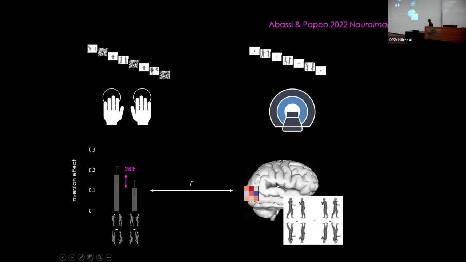Then we did another analysis in which we wanted to know in which part of the brain the activity was predicted by the behavioral pattern, this behavioral index of visual specificity. For each voxel across the brain, we computed the neural two-body inversion effect, the difference between the inversion effect for facing versus non-facing bodies. Then we ran a correlation for each individual between the two-body inversion effect that we measured with the behavior and the activity in each voxel.